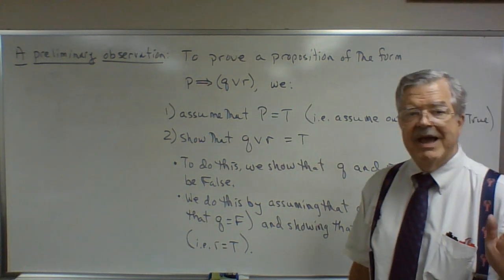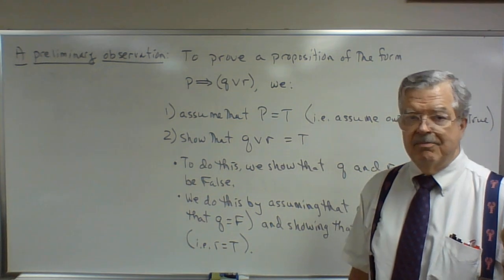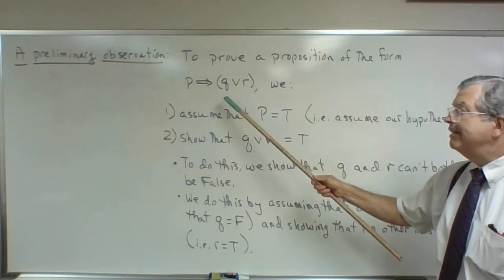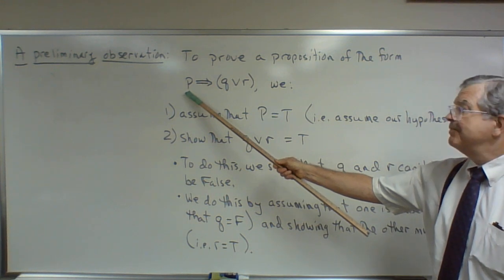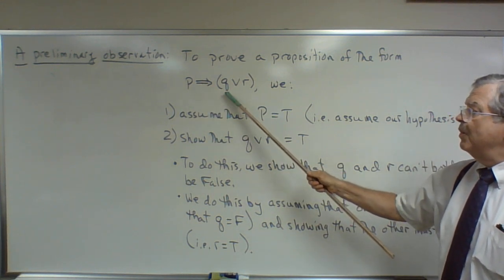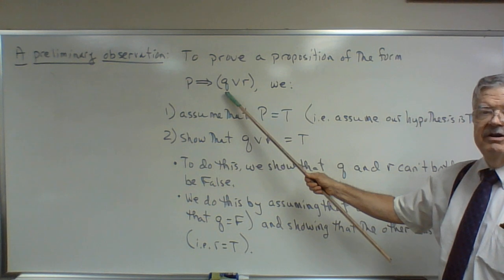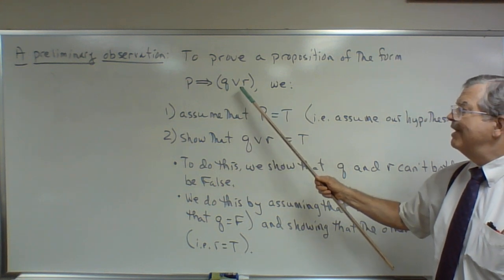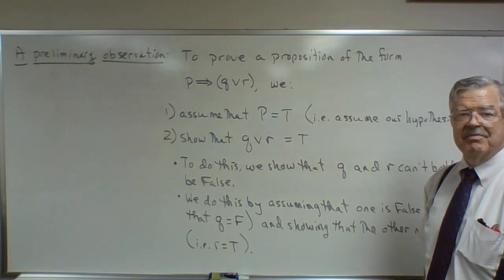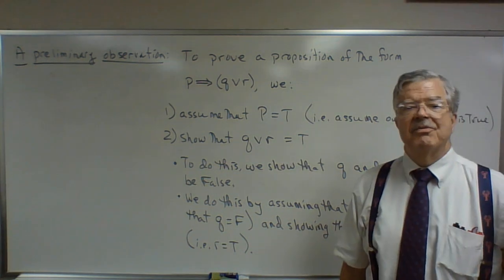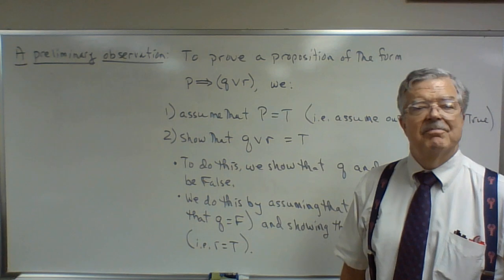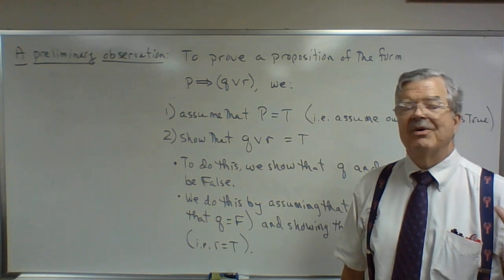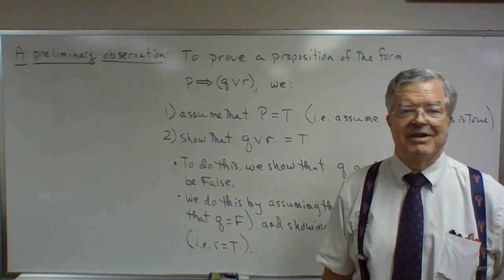And this is the strategy that we're going to use in the proof that's coming up. It's exactly of this form. We're going to assume the hypothesis is true. And then we're going to take one of the statements of the disjunction and assume it's false and show that the other has to be true. And I just wanted to run this by you so that when you see it, you're not as bewildered as I was when I saw it in my graduate classes decades ago.